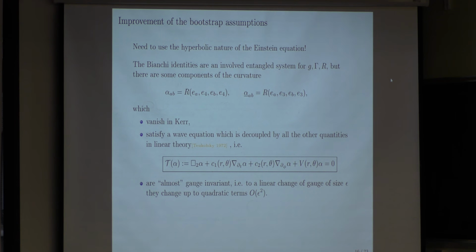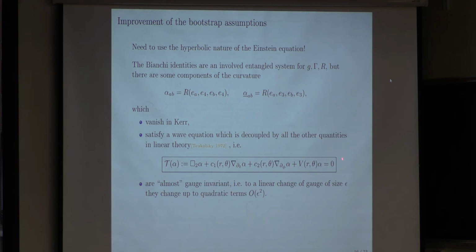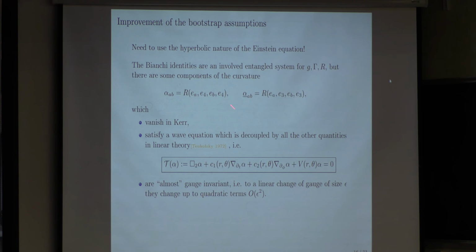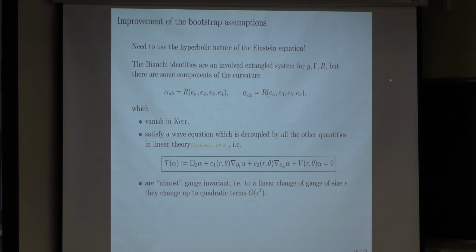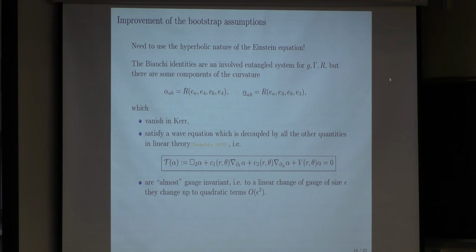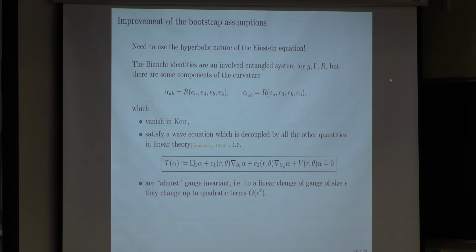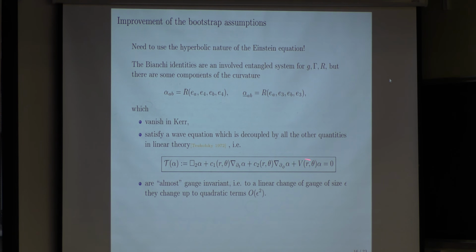So this particular component satisfies a wave equation that only depends on alpha, so again, linear theory, and it doesn't depend on all the other curvature components, which in principle it should. And this is a D'Alembertian of this two-tensor, a D'Alembertian plus first order derivative plus a potential. This is what physicists in the 70s really studied and showed that there are no exponentially growing modes for these solutions. That's basically their statement of mode stability.